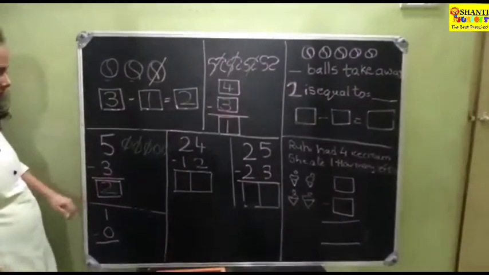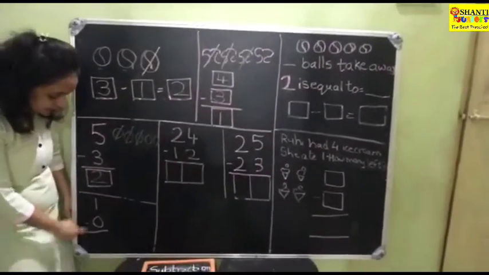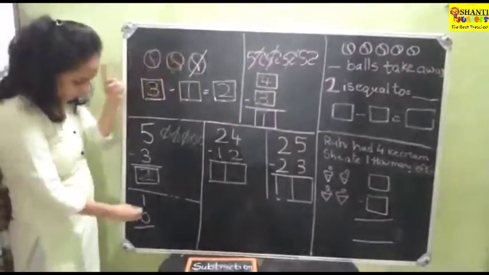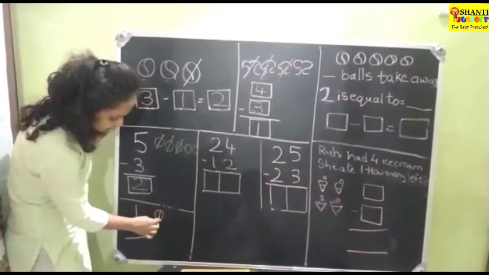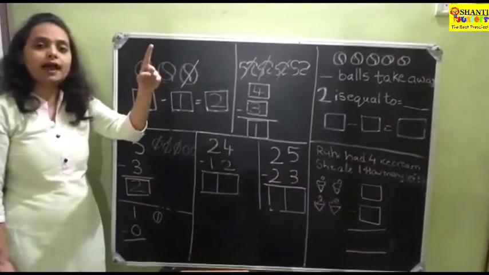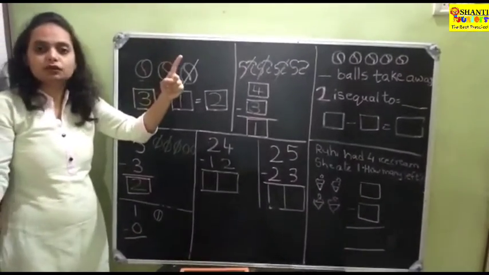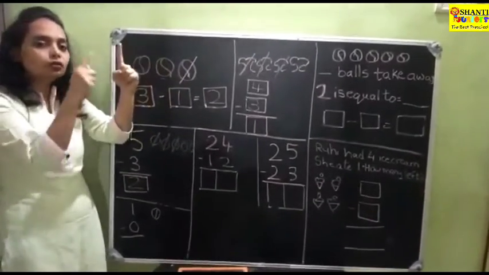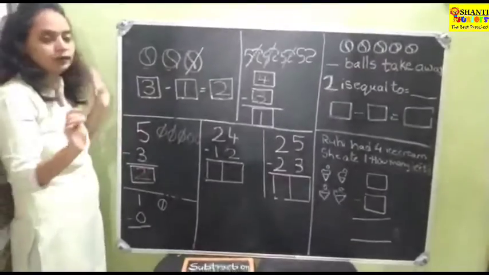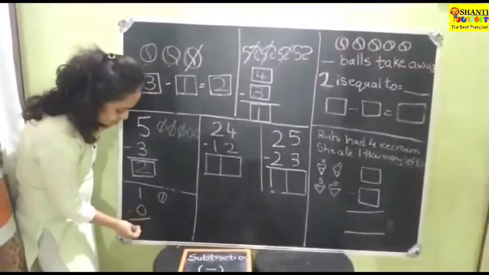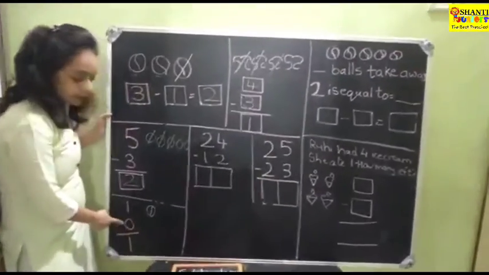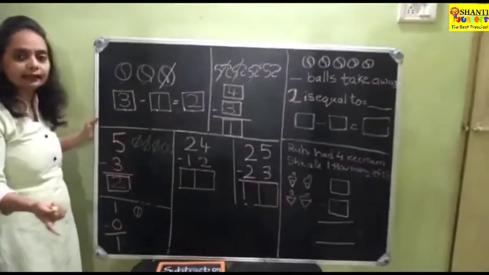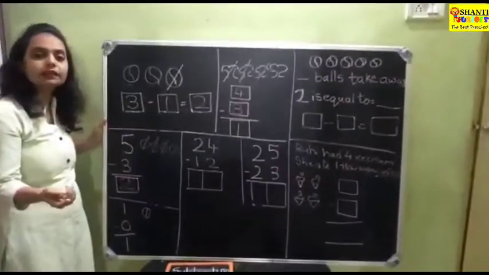Okay. Now children, 1 minus 0. Okay, 1 ball. From 1 ball, I have to remove 0. Now 0 means nothing, na? 0 doesn't have any value. So 0 means no cutting anything. So I am not going to cut anything. So the answer will be 1. If they are saying you have to cut 0, no cutting anything, because 0 doesn't have any value.